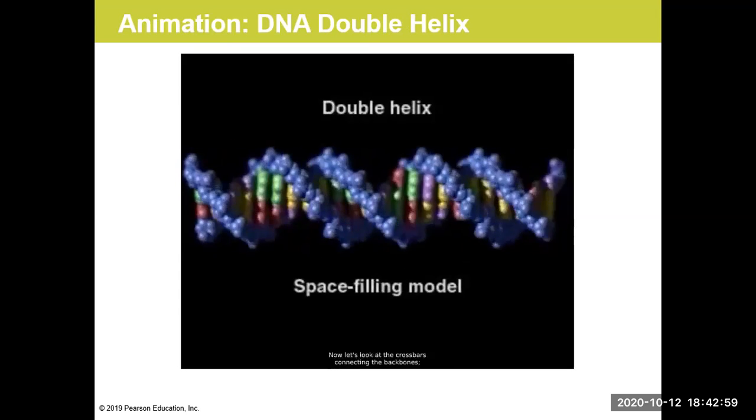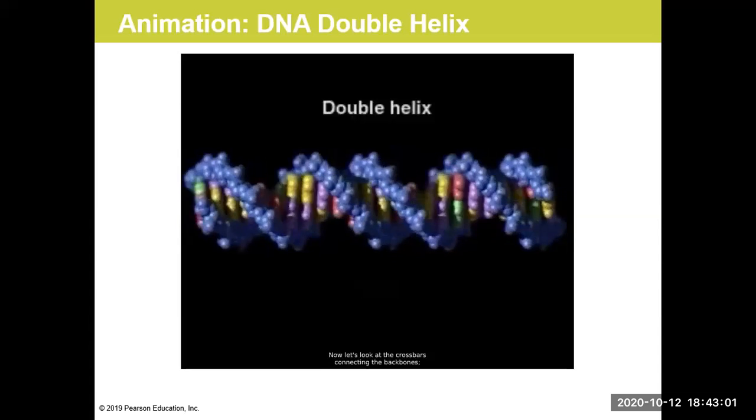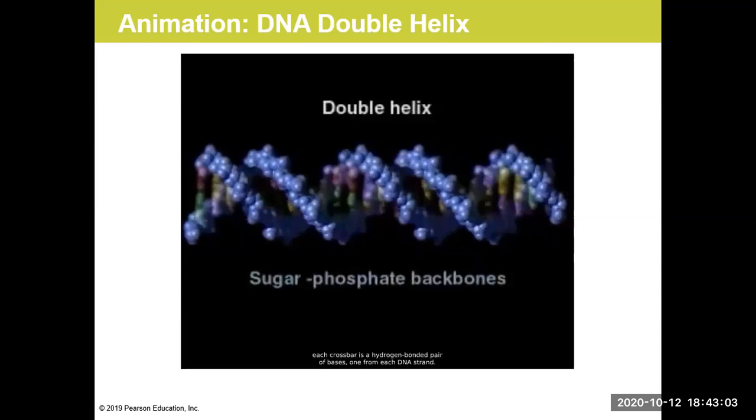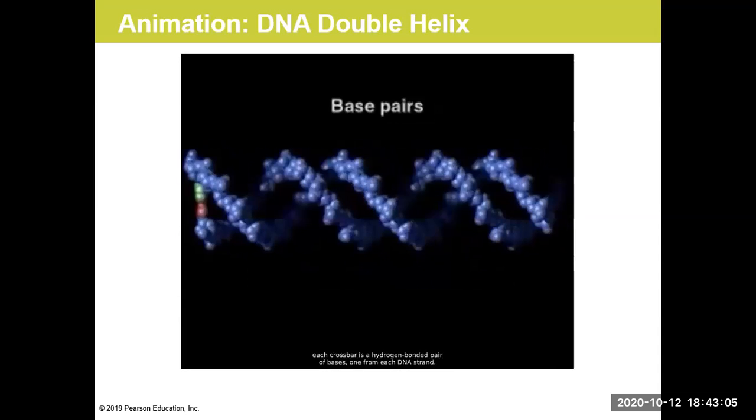Now let's look at the crossbars connecting the backbones. Each crossbar is a hydrogen-bonded pair of bases, one from each DNA strand. An adenine is always paired with a thymine and a guanine with a cytosine.